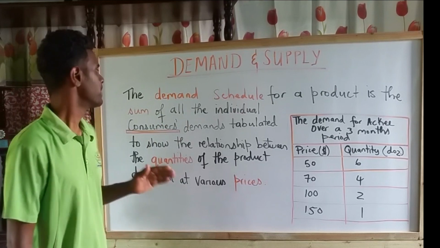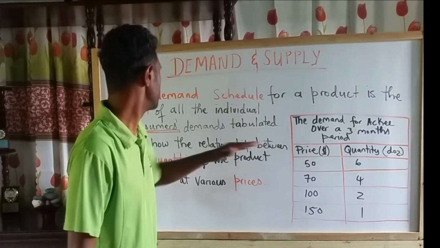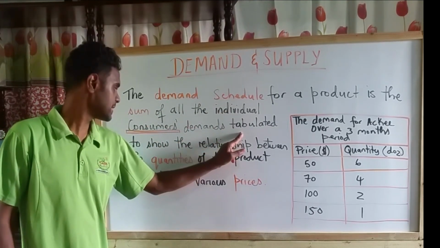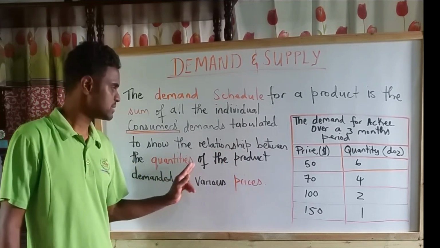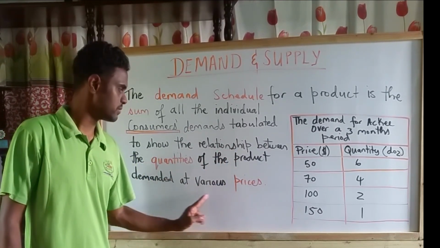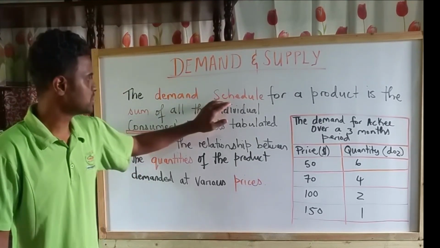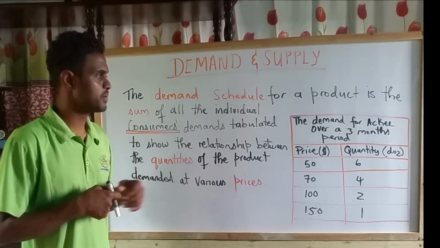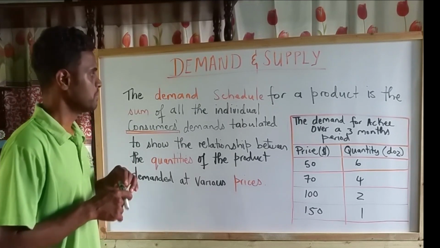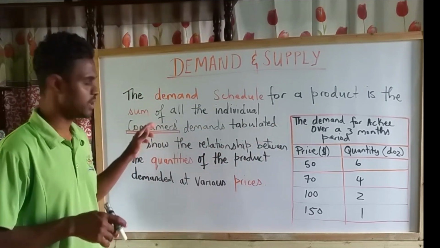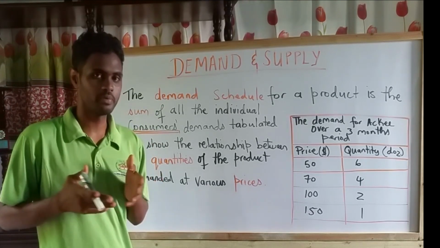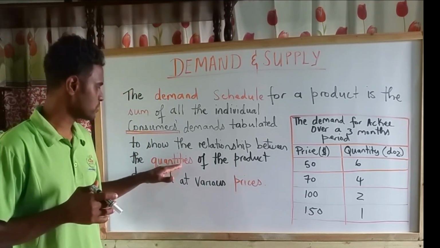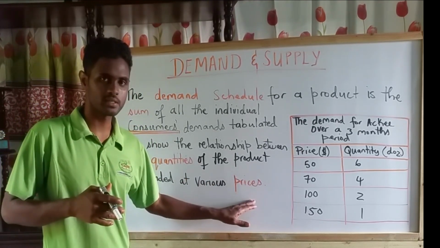The demand schedule. The demand schedule for a product is the sum of all the individual consumers' demands tabulated to show the relationship between the quantities of the product demanded at various prices. In short, the demand schedule is the tabulation of all the demands of a product. So for example, hockey, as we have in the table there. The demand schedule for hockey is the sum of all the consumers' demand for the hockey over a period of time. And of course, when we're talking about demand, as we said before, it is the amount of goods that consumers buy at various prices.